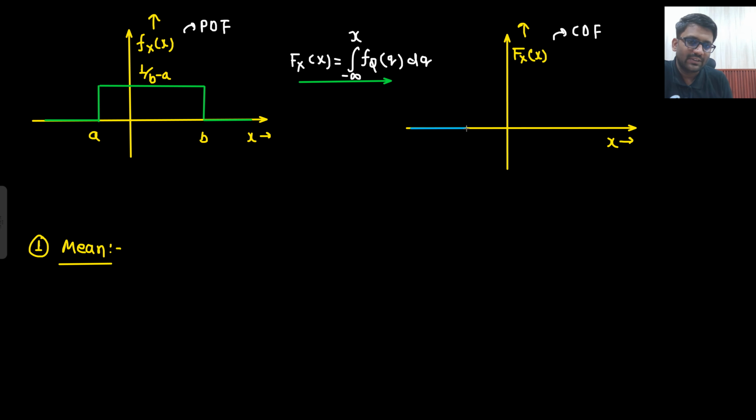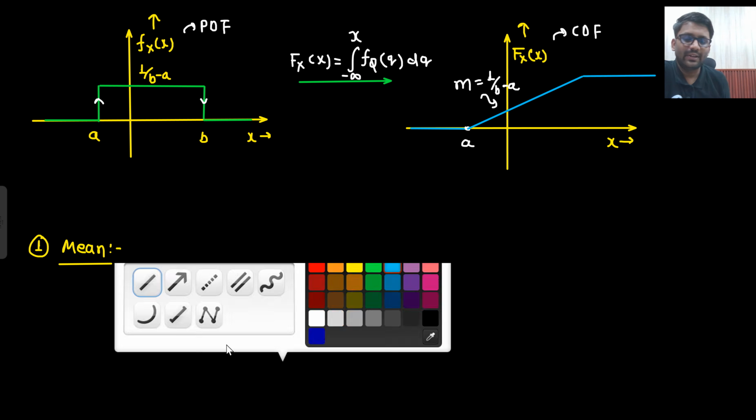Till a, everything is 0. Integration of 0 is 0 only. After that, what is happening? There is a sudden jump to 1 upon b minus a, so there will be a slope of 1 upon b minus a. And after that, whatever the slope was, 1 upon b minus a, it will lose its slope. That means now the slope would become 0.